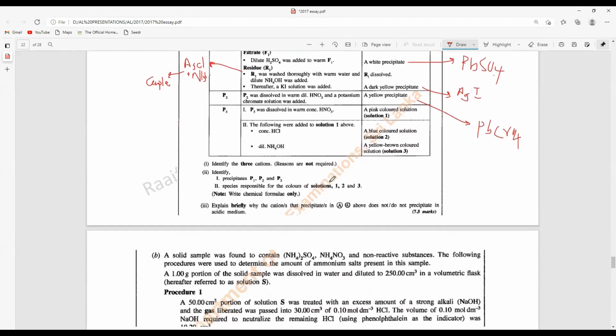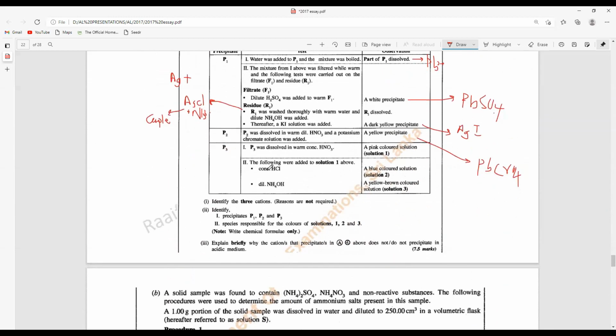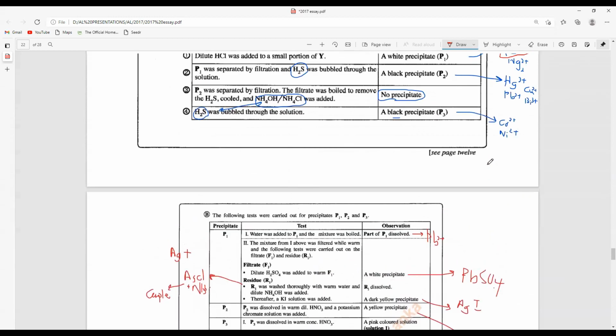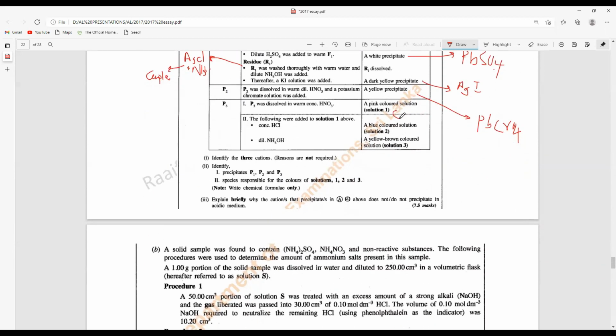And finally, for precipitate 3, which we think can be either cobalt or nickel. P3 was dissolved in warm concentrated HNO3, giving a pink color. We know that when cobalt is dissolved in aqueous media, it gives a pink color. Nickel is generally a greenish blue color. So surely this should be cobalt. So we can write this as Co(H2O)6 2+. You can write that in that way.